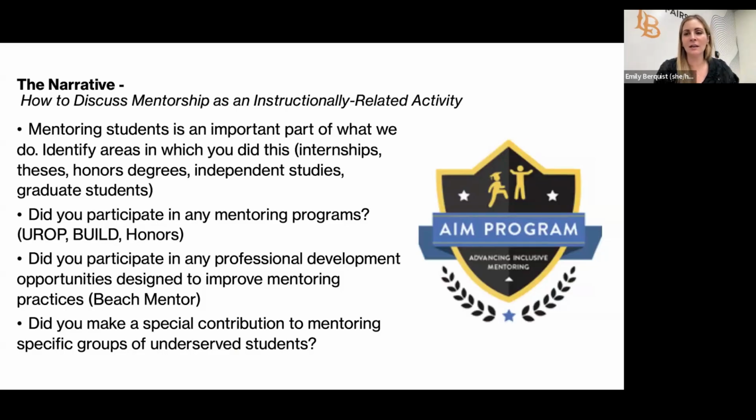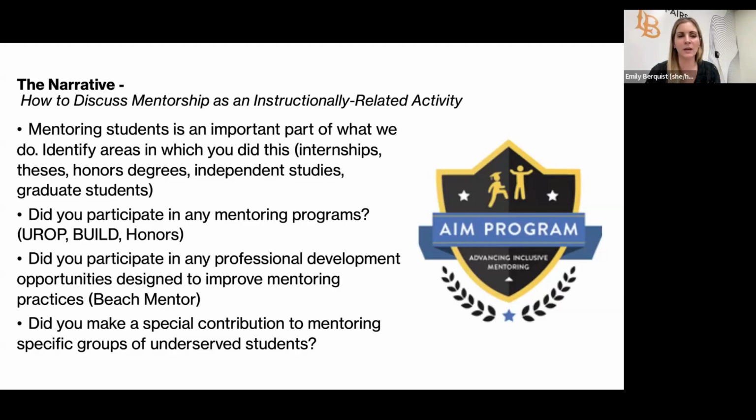Another thing that we now discuss in the instruction and instructionally related activities parts of our narrative is mentorship, right? Mentoring students, as we all know, is an important part of what we do on our campus, and there are many different ways to do this. Internships, theses, honors degrees, independent studies, graduate students, student clubs, other student initiatives, right? All that work we're doing with them is mentoring, and that is an instructionally related activity.